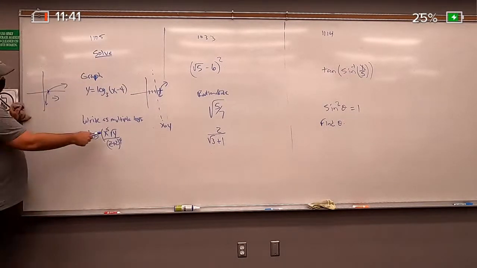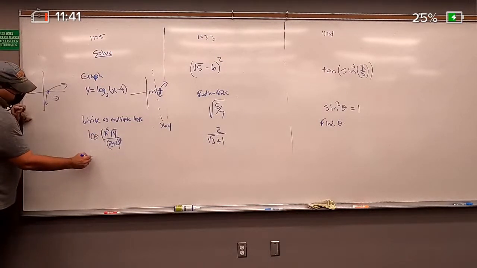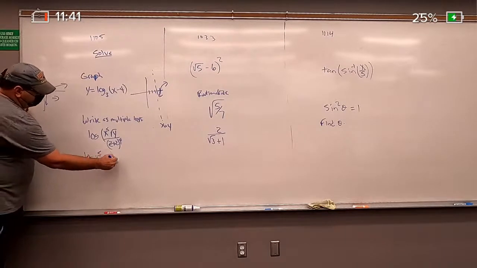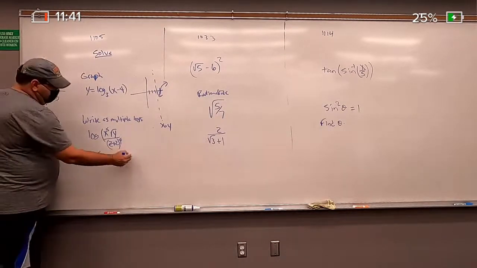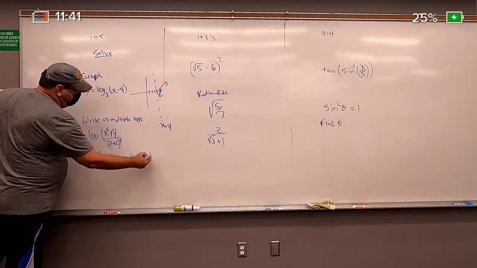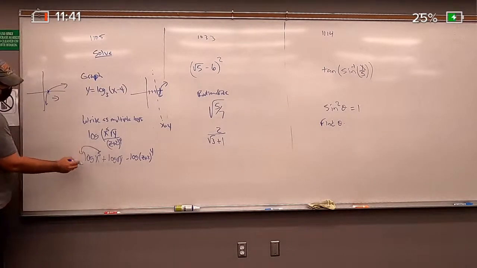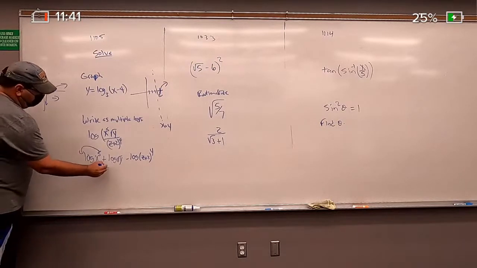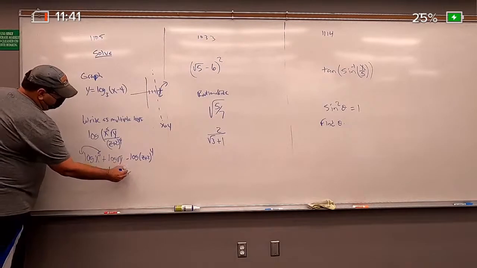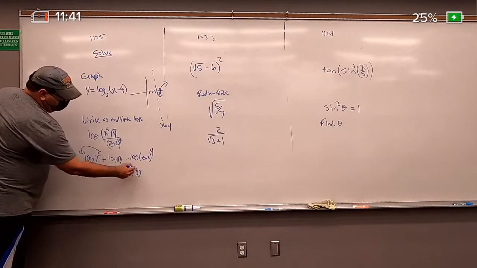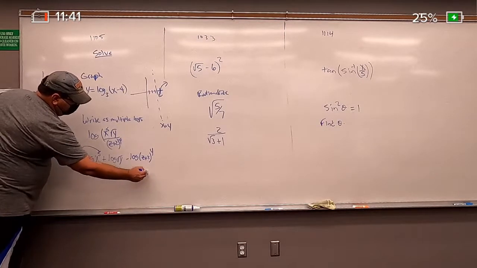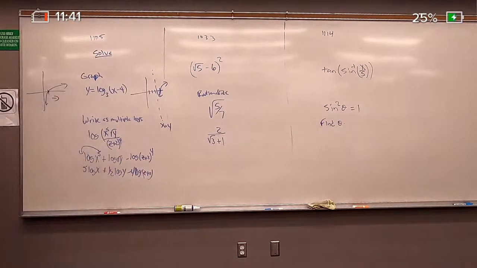To split these up, anything on top gets positive, anything on the bottom gets negative. Then we split them up. Now exponents come to the front. Okay?